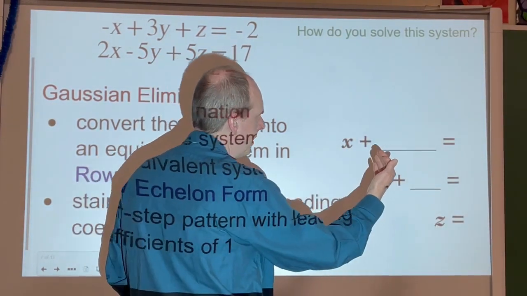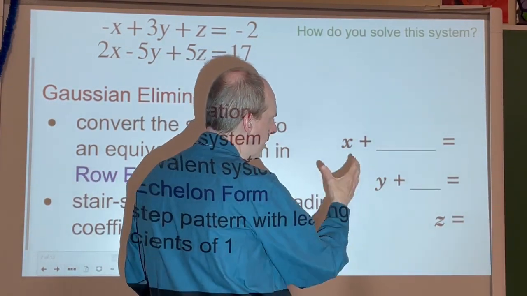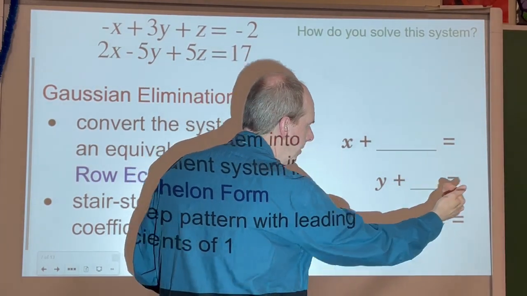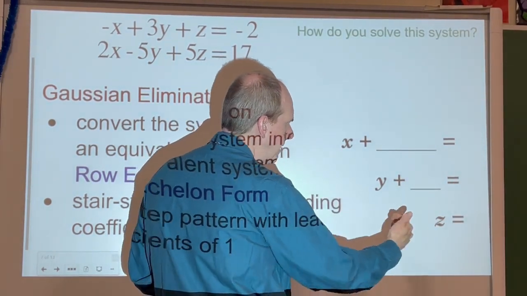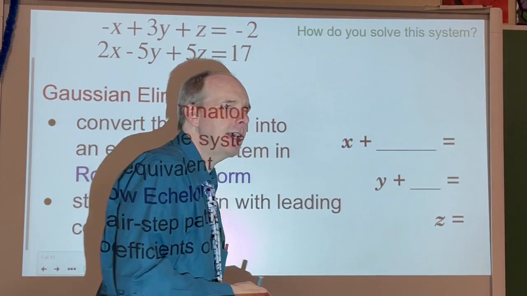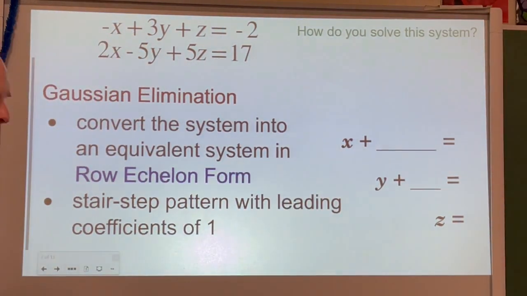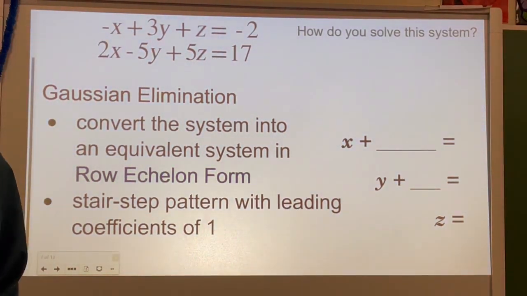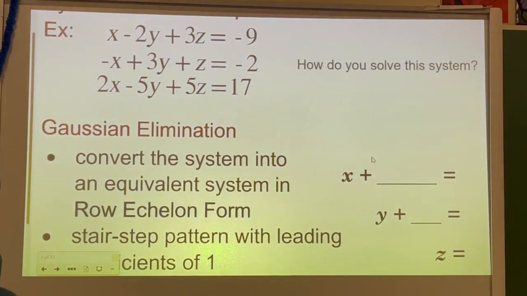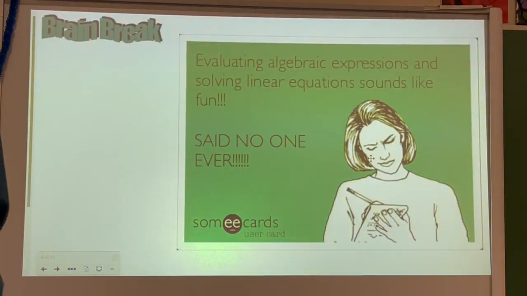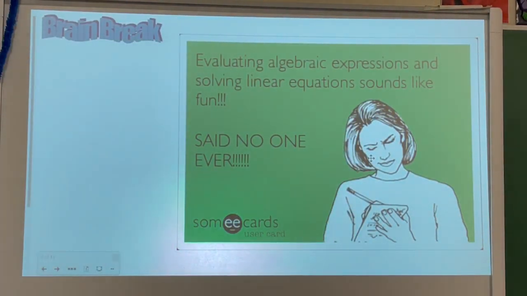We have x plus everything else equals a number. X is gone. Now we have y plus everything else equals a number. X and y are gone. We just have z equals. So it's kind of like a stair-step pattern. Gaussian elimination. We keep eliminating variables until we're able to solve the equation. We'll do a quick little brain break, then we'll take a look at how to solve it.